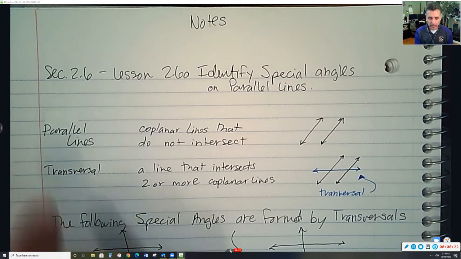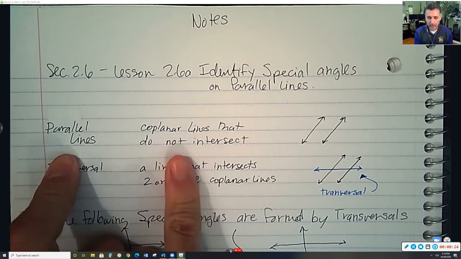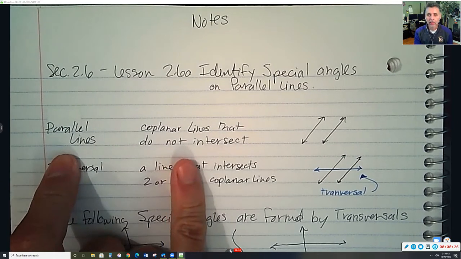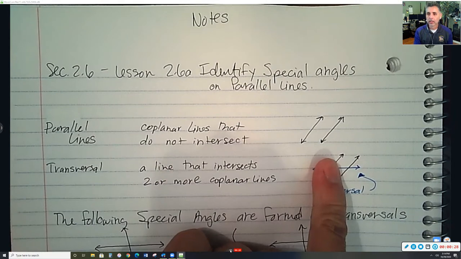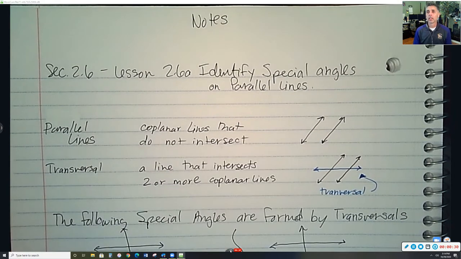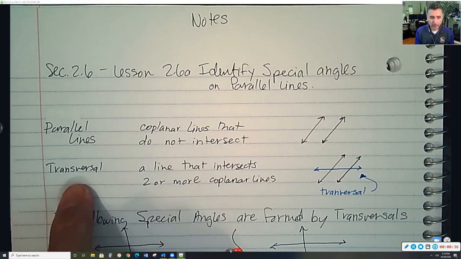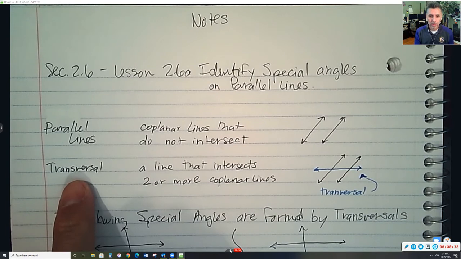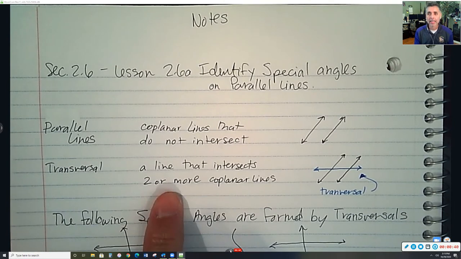Okay, so here we have parallel lines defined. Those are just coplanar lines that do not intersect. From algebra, I think you first learned that parallel lines also have the same slope, so that's something to remember. A transversal is a line that intersects two or more coplanar lines.